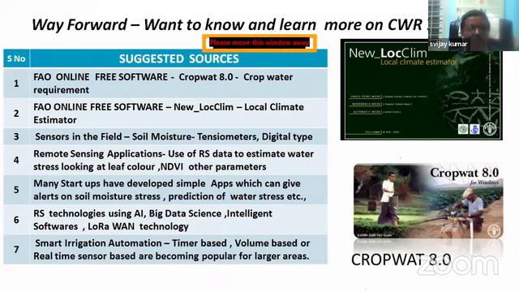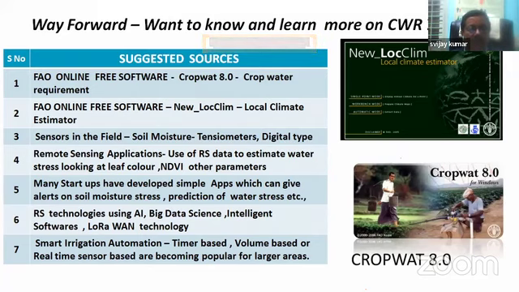Now, currently, you must have come across a lot of sensors in the field. A lot of people are using smart irrigation. So you have soil moisture sensors, you have tensiometers, you have digital types of tensiometers. These are also very useful in finding out what the water requirement is.